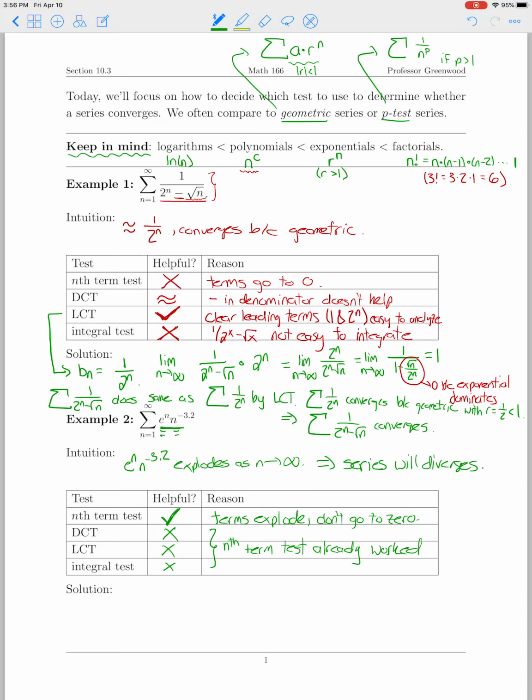And so the sort of formal solution here would be to say that the limit as n goes to infinity of e to the n times n to the minus 3/2 is equal to infinity because exponentials dominate over polynomials. If I wanted to be a little more formal, I could probably do something with L'Hopital's rule, but I'm not going to worry about that here. And so with this reasoning, that means that by the nth term test, the series diverges.